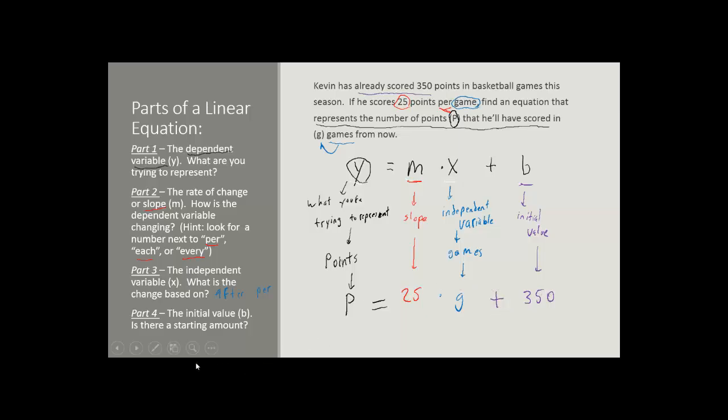And so our linear equation is this. P equals 25 times G plus 350. All 4 of the pieces of the puzzle have been placed into the equation. And there you have it.